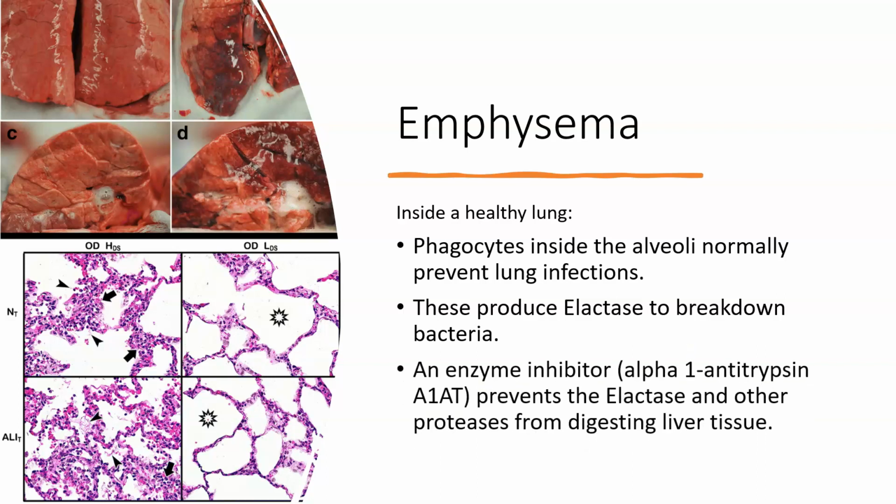Now in a healthy lung, you've got this enzyme inhibitor, alpha-1 antitrypsin, which is known as A1AT, so that's what I shall call it, which prevents the elastase and other proteases that could be in the lungs from digesting lung tissue, because lung tissue is protein, remember. So in a healthy lung, there's this balance. You've got the elastase to break down bacteria, but you've got the enzyme inhibitor to ensure that the elastase doesn't attack the lung tissue.